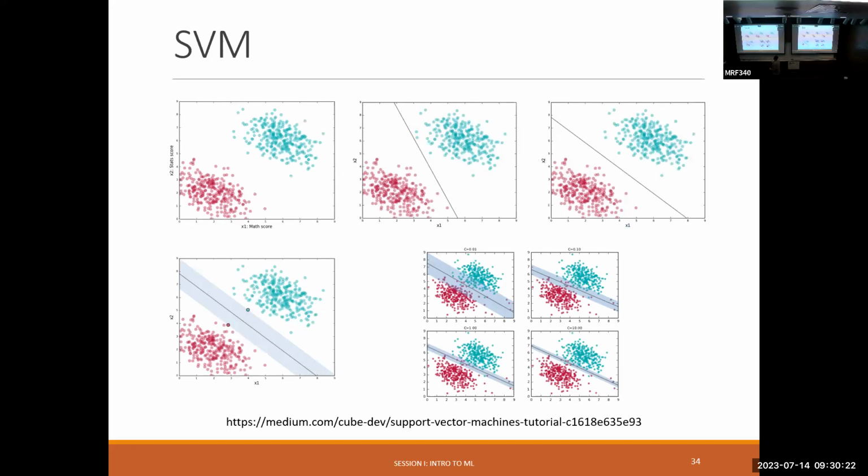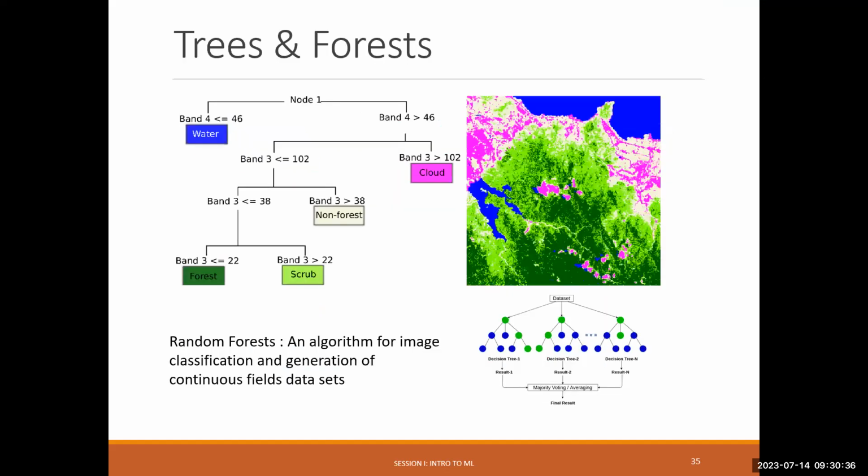SVM, again, people might have heard about this. The idea is that you can separate data, and you're trying to find a separating hyperplane, or separating line, that is the most robust. And there are ways of doing that with data that can't be separated by a single line. I'm not going to go into that.